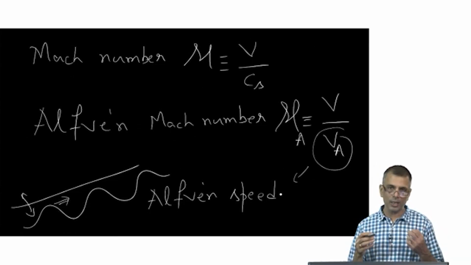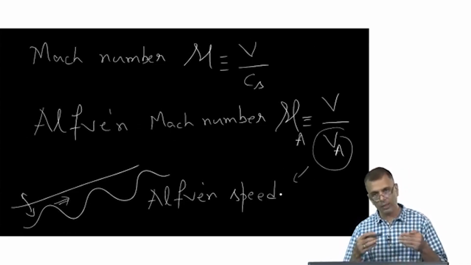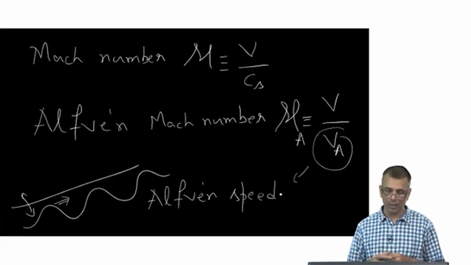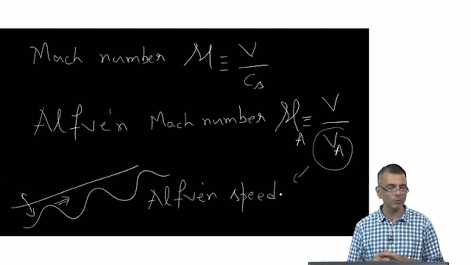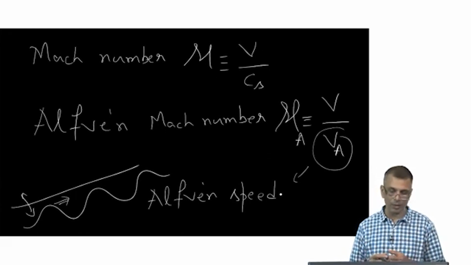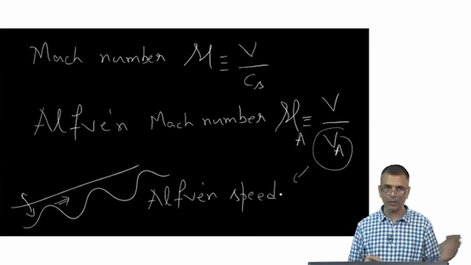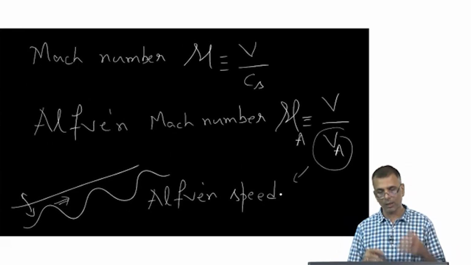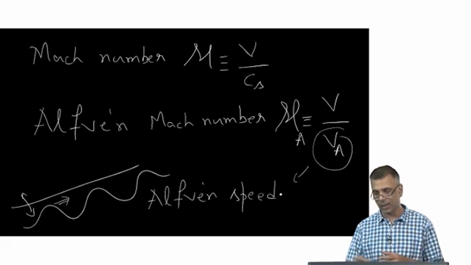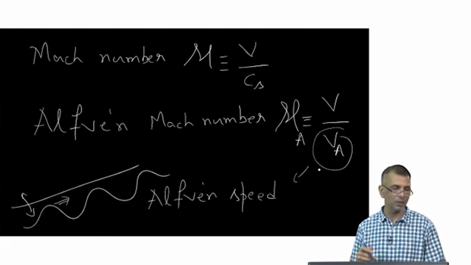Okay, so there's a characteristic speed which depends on the magnitude of the magnetic field and the density of the medium. Just like the sound speed is a characteristic speed in a non-magnetized gas, the Alfven speed is one characteristic speed in a magnetized gas. There are other characteristic speeds as well, but that's what it is. And the Alfven Mach number is a ratio of the flow speed to the Alfven speed.